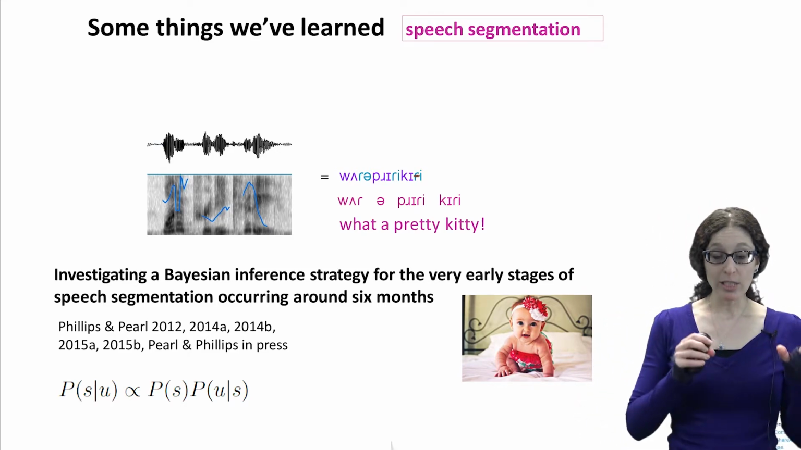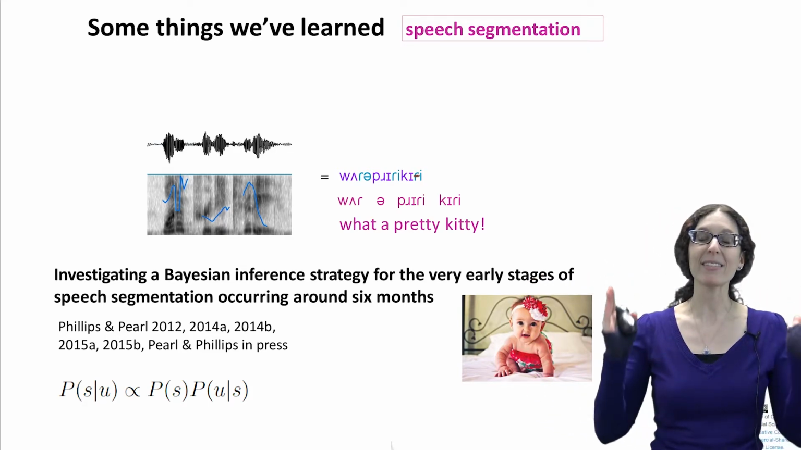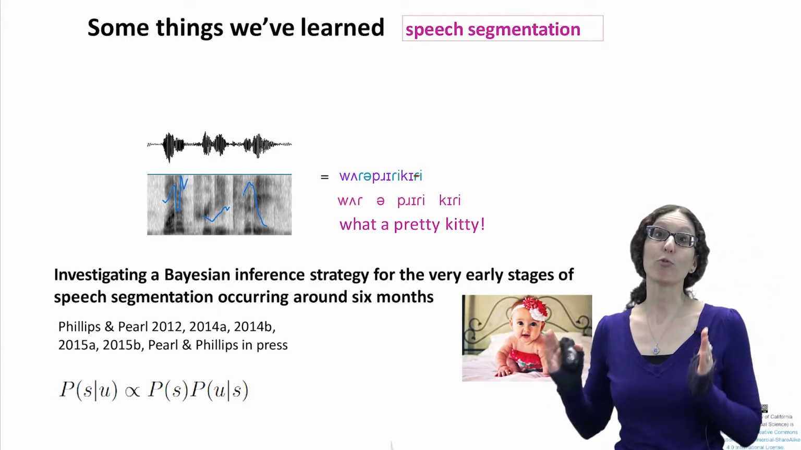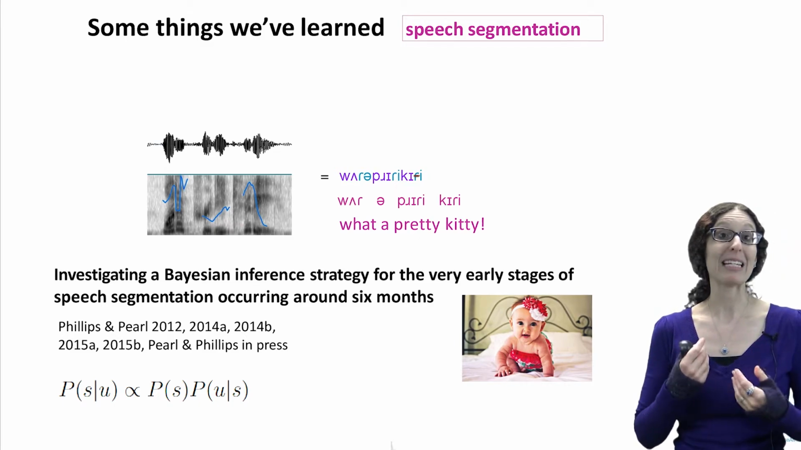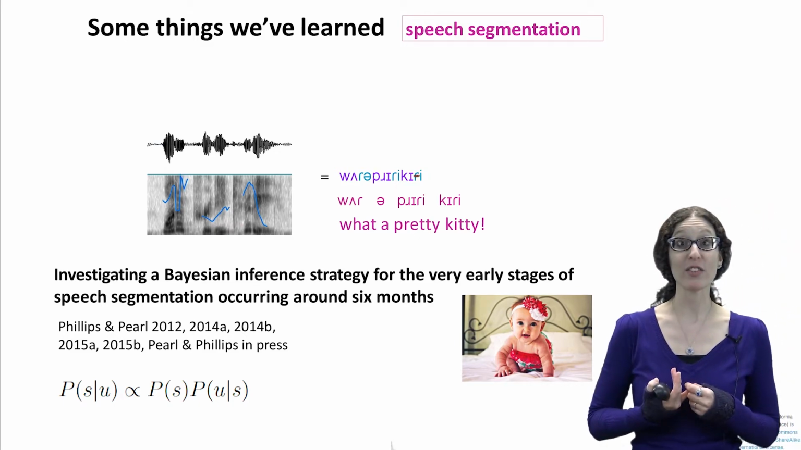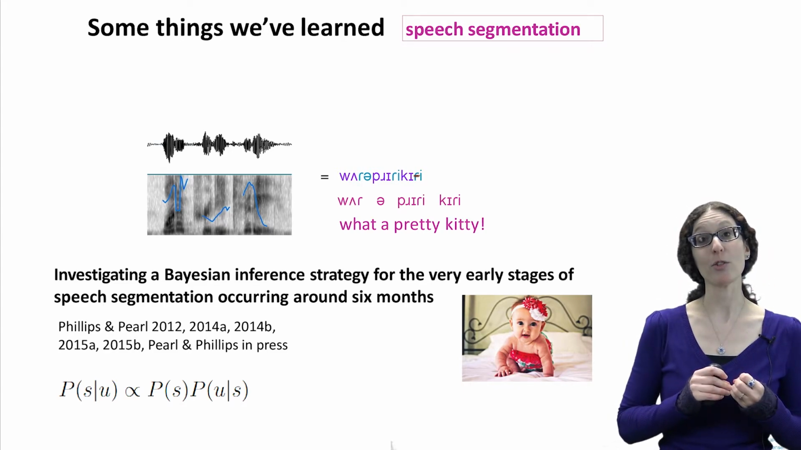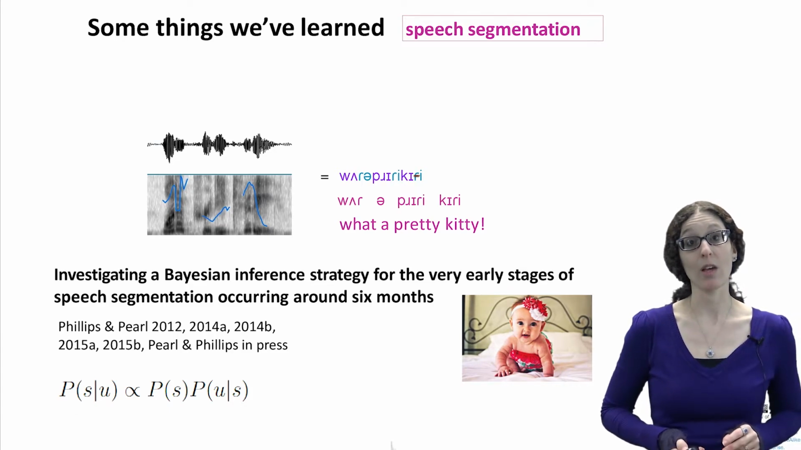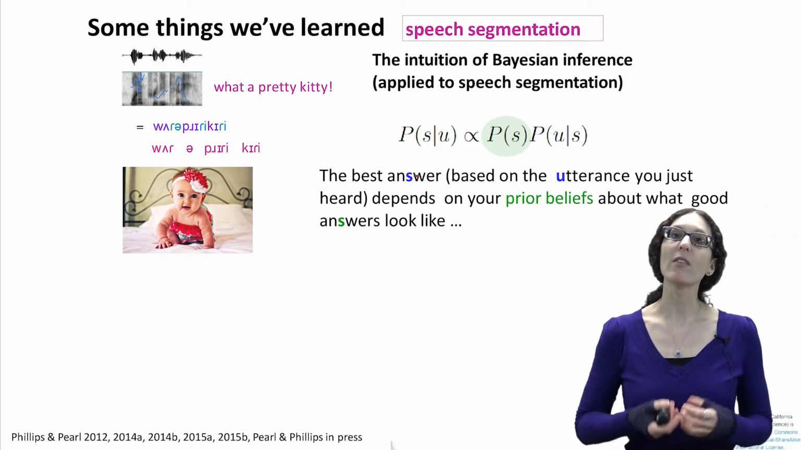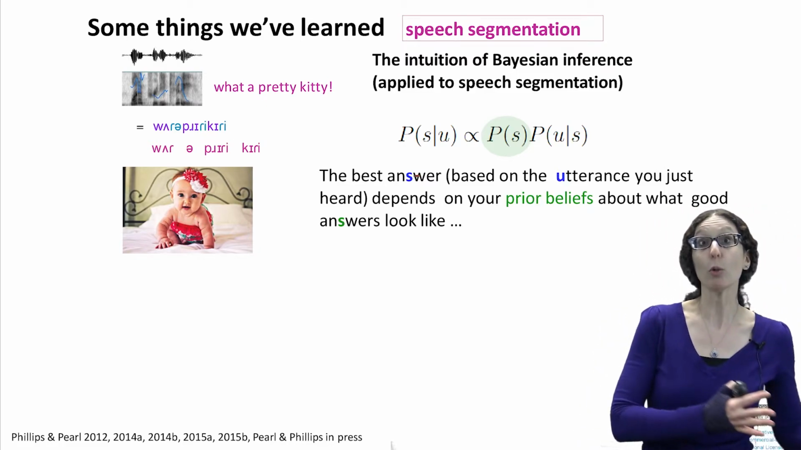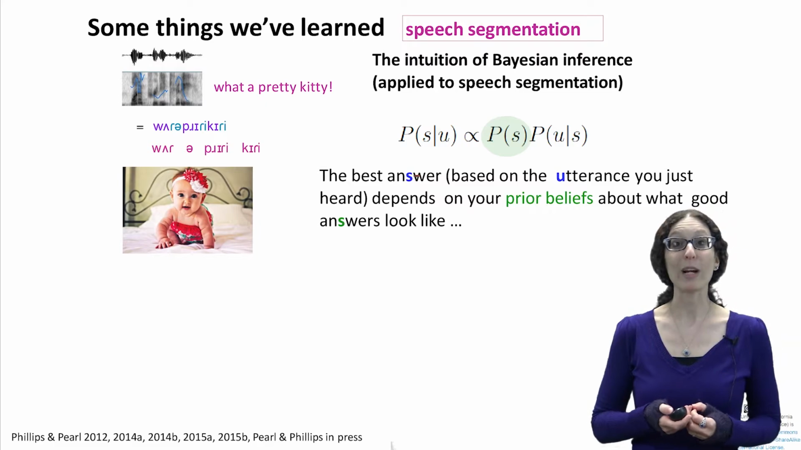So the idea, you're a little tiny baby and you get this fluent stream of speech and you're trying to find the best segmentation, the best way to break up that fluent stream of speech. So the best answer, the best segmentation S, is going to be based on the utterance that you just heard, U. So that's that first term, the probability of your answer given the utterance you just heard. That depends on two things. The first thing is your prior beliefs about what good answers look like. Maybe you have some ideas that good answers look like this, or good answers don't look like that, right?